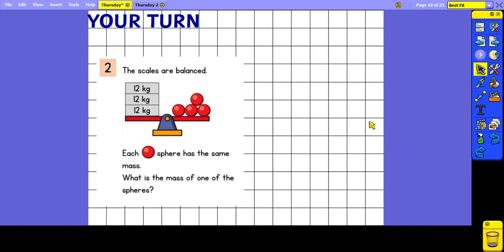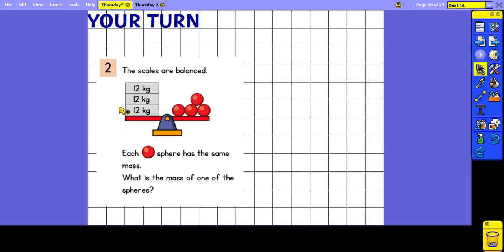There's another question for you to try now. So pause the video and have a go, and then I will go through the answer. Once again, we can see the scales are balanced, and it says each red sphere has the same mass. What is the mass of one of the spheres?